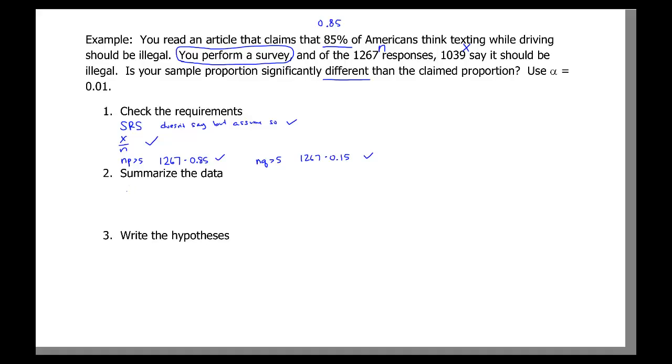So number 2, summarize the data. I kind of did that as we read through the problem. We have population proportion of 0.85. We have x is 1,039, n is 1,267. We could calculate p hat.